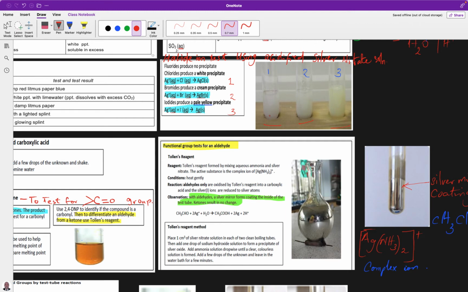Test tube 1, which is a white precipitate, contains chloride ion. Test tube 2, which is a cream precipitate, contains a bromide ion. And test tube 3, with a pale yellow precipitate, contains an iodide ion. That is how you can differentiate between the halides.